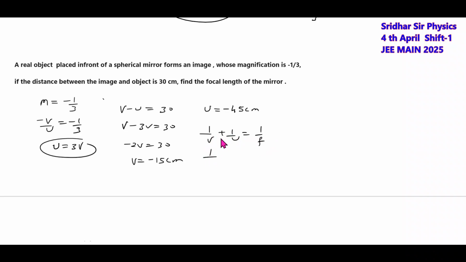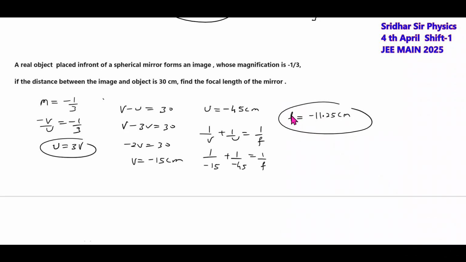V value will be minus 15, U value is minus 45. We'll solve. So we'll get the focal length of the mirror, which is equal to minus 11.25 centimeter. Okay, this is one of the sources I got for this question. Now I got it from another source. Okay, it's based on the spherical mirror only.